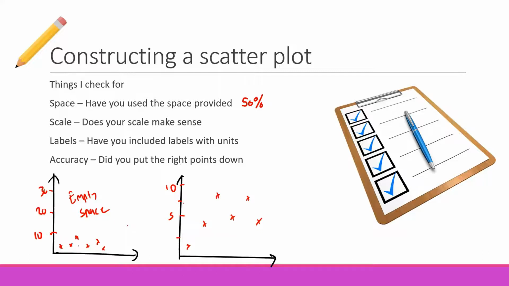The second one is scale. Does your scale make sense? On the bottom here, I have two scales that make relative sense. I've got 5, 10, and I've got 10, 20, 30. These scales make sense because they work. There are two types of scales that I've seen in the past where students do stuff and I'm like, what are you doing? That doesn't make sense. Let me show you the two that I don't think make sense.